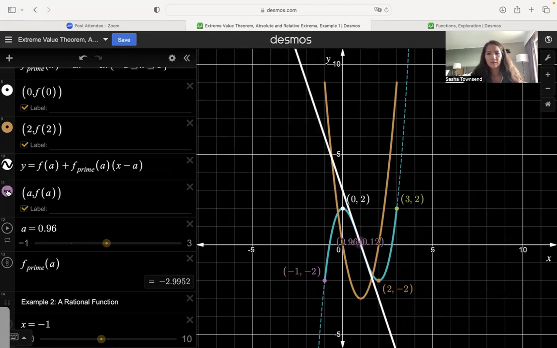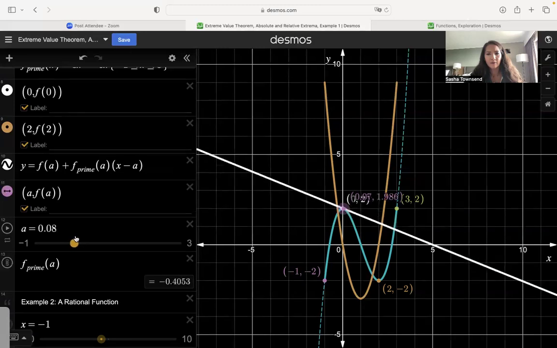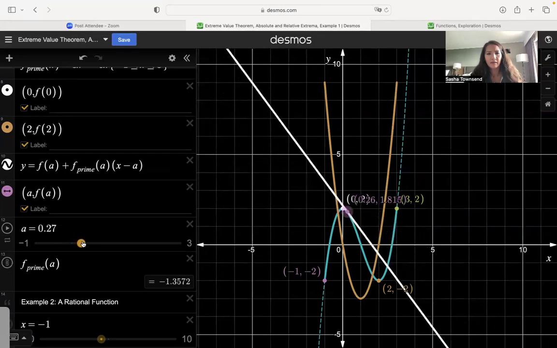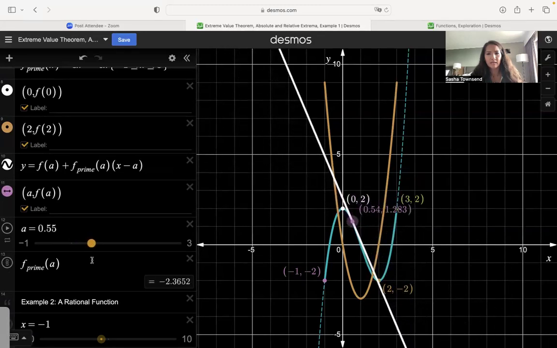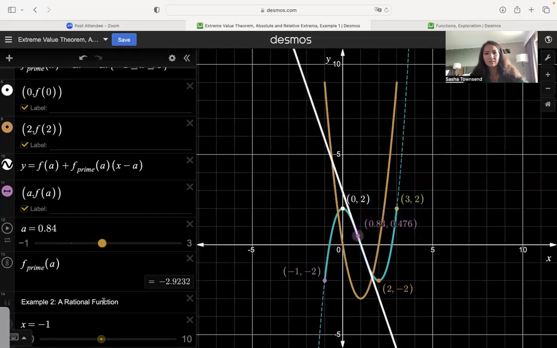So let's label that point as well. So we're here at the top, and then we let that a value increase from a equals 0 to a equals 1. And we look at the slope. Look at the slope on the left-hand side as well. That slope has a largest magnitude of -3 there.